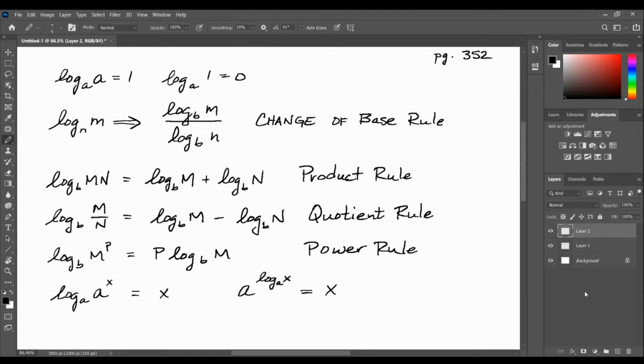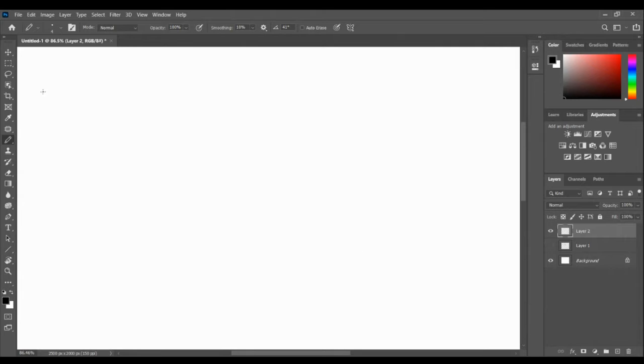So often the problems in this section say express this logarithmic expression as a single log, or simplify this logarithm, or something like that. So let's take a look at some examples.